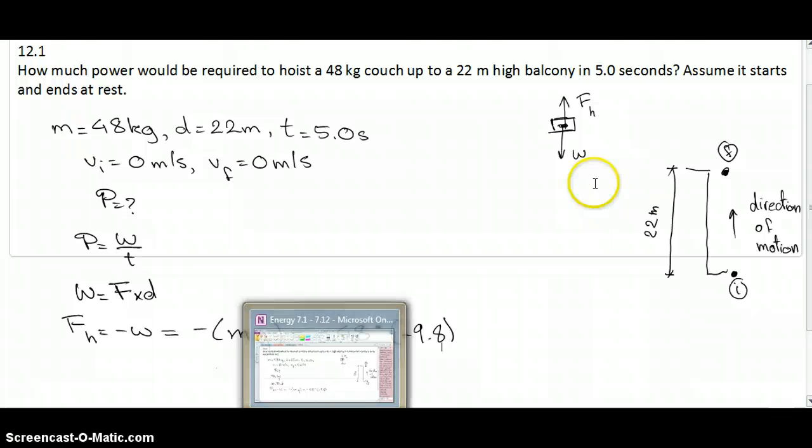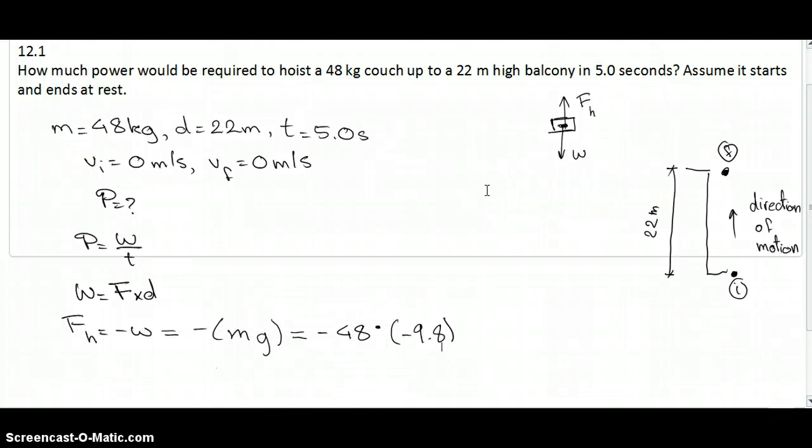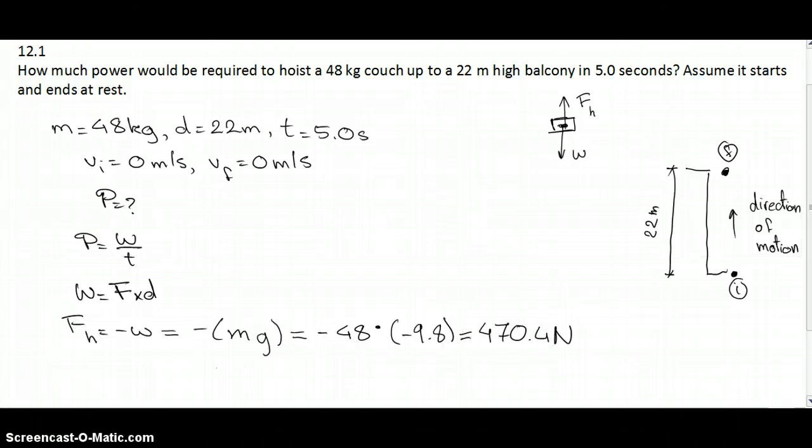I substitute. The mass is 48 kilograms and gravity is negative 9.8. And the answer is 470.4 newtons. That's the force, the minimum force that I need to apply to lift the couch up. Don't worry about significant figures just now. We will just decide what number of significant figures we put in the final answer.